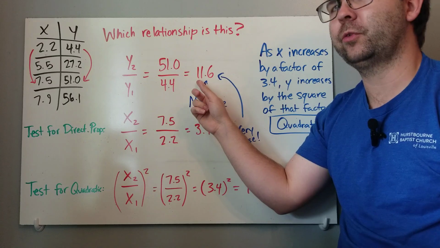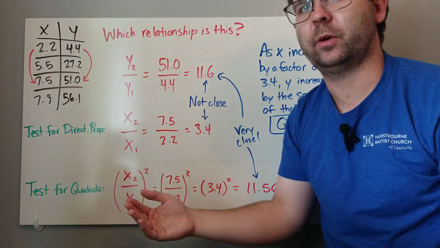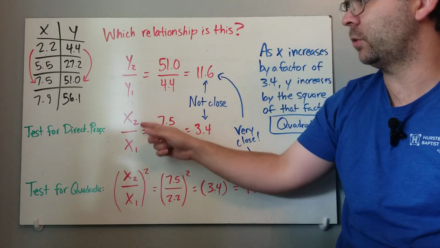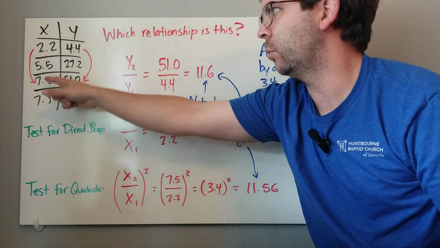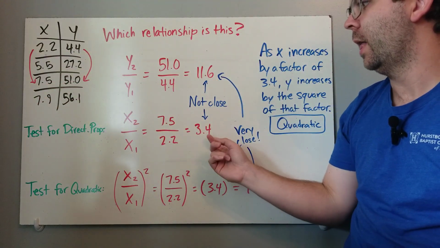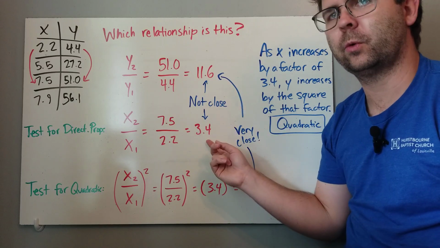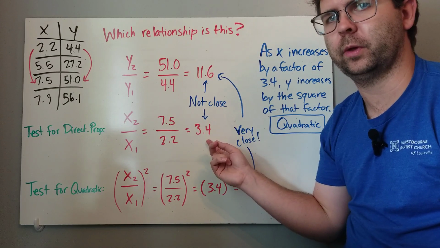So to test if it's directly proportional, then these two should also increase by 11.6 if it's the same or close to 11.6. So to test for that, we do x2 over x1, same data point, but now on x values, 7.5 over 2.2, that's 3.4. So 11.6, 3.4, not close, right? So that's not going to be a directly proportional relationship.